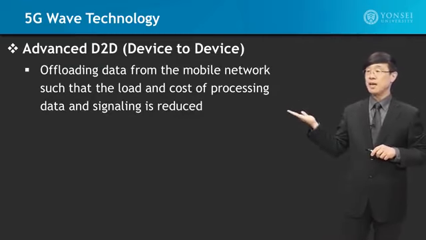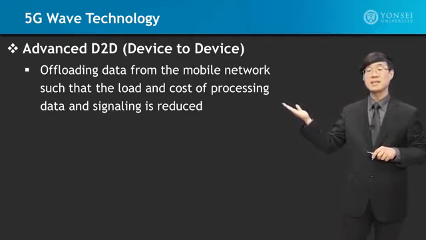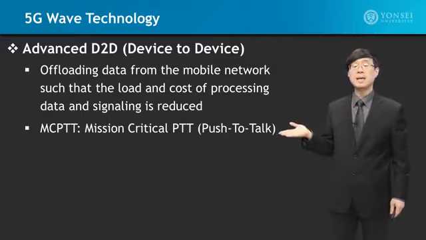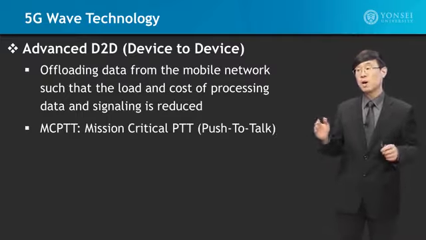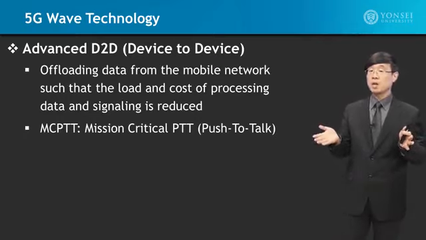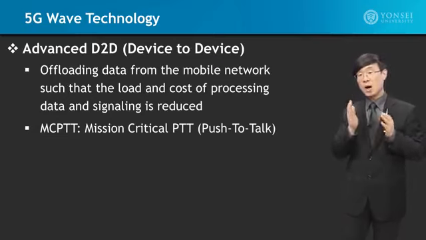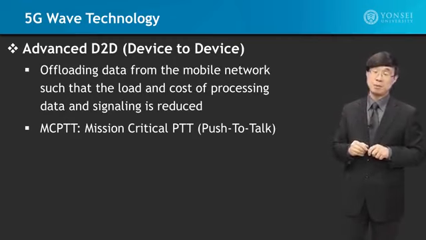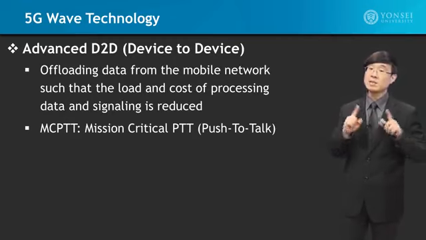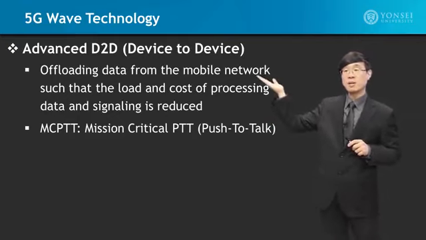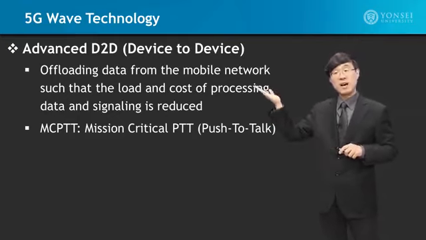So you want to offload data from the mobile network such that the load and cost of processing data and signaling is reduced. Here, one of the critical things is MCPTT. Before, there was PTT, that was push-to-talk. Think of a walkie-talkie. Walkie-talkies use a common band, and when you want to say something, you push the button and then you talk. That is what we call PTT, push-to-talk. In a more advanced mode, we have mission-critical PTT. And that is what we are talking about in advanced D2D in 5G NR techniques.